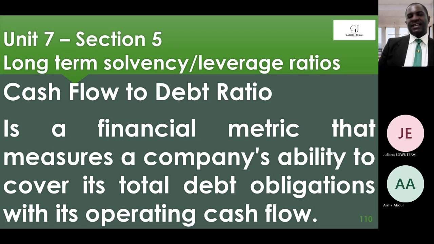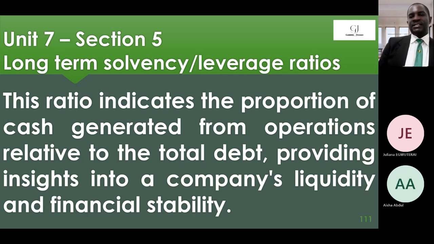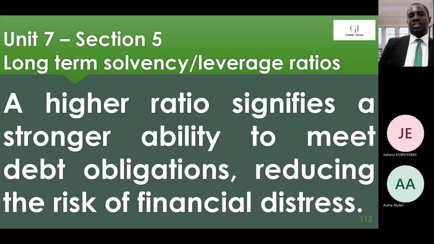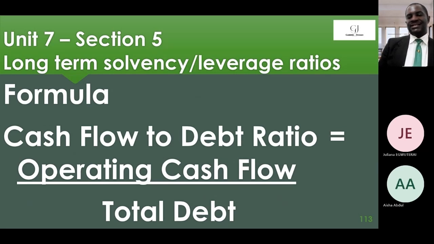So you can see from the formula, it measures the company's ability to cover its total debt obligations with operating cash flow. So not investing now, not financing, but only operating. It indicates the proportion of cash generated from operations relative to total debt, providing insight into a company's liquidity and financial stability. So a higher ratio signifies stronger ability to meet debt obligations, reducing the risk of financial distress. So the formula is clear.